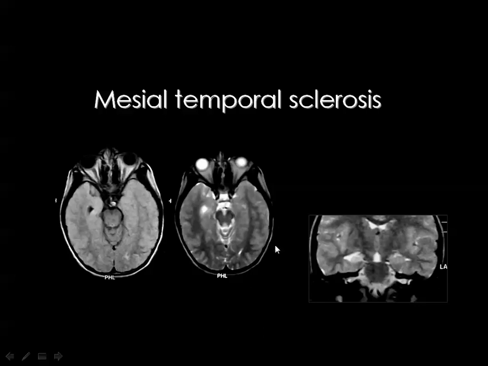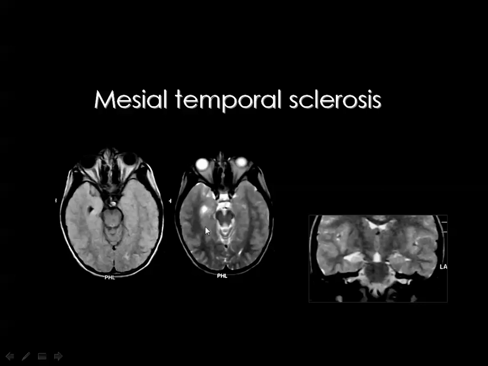Then the structure which is located between, this is the temporal horn of the lateral ventricle. Between the temporal horn of the lateral ventricle and the midbrain, this area is the area of the medial part of the temporal lobe, containing the hippocampus anteriorly and the amygdala posteriorly.